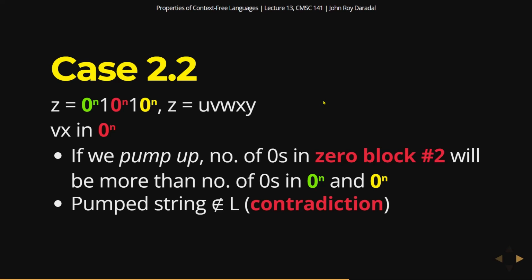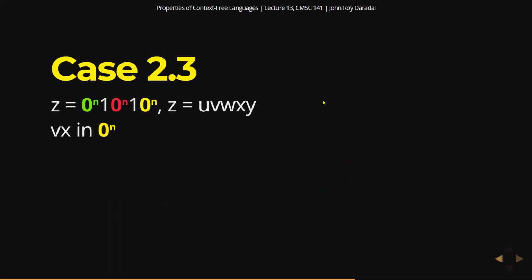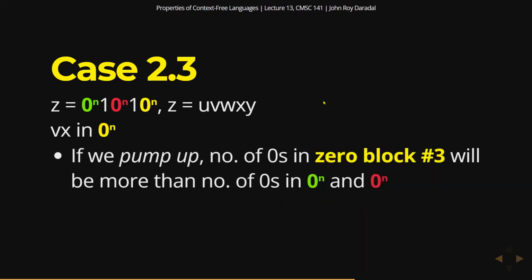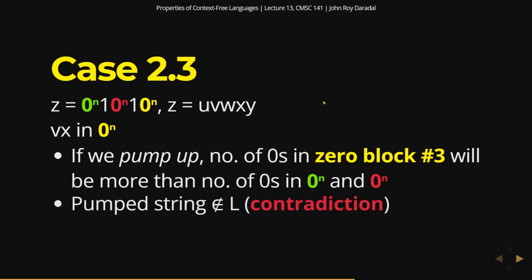So it's the contradiction. And then for the yellow, if we pump that up, then the number of zeros in the yellow block will be more than the number of zeros in green and in red, right? So they won't have an equal number of zeros, so it's not part of the language.